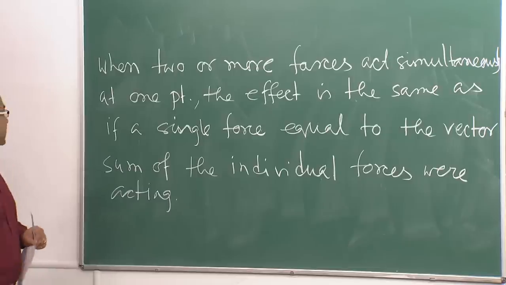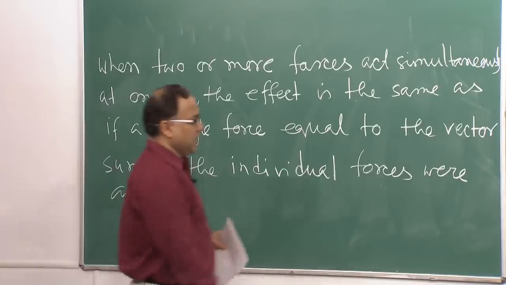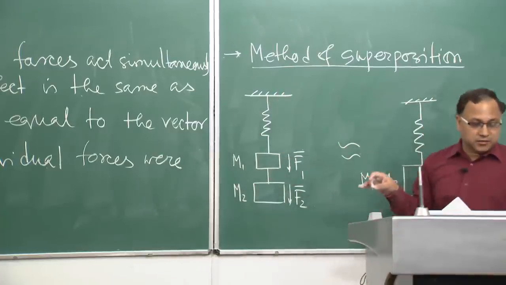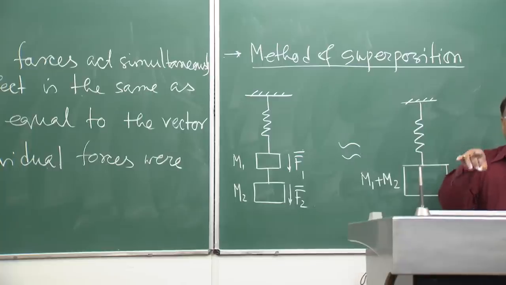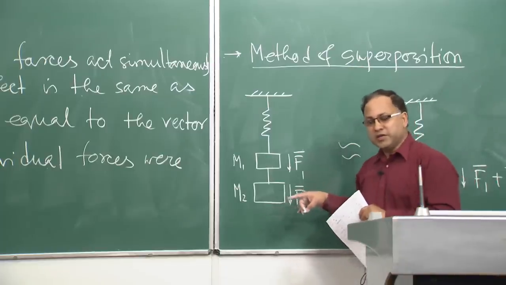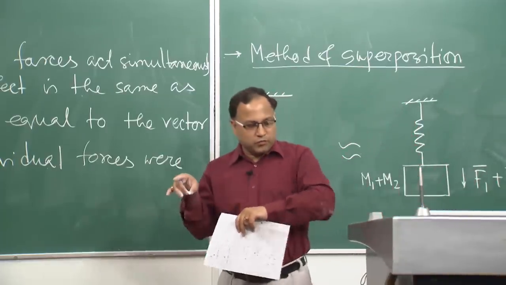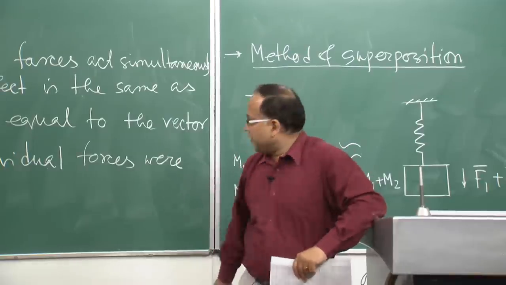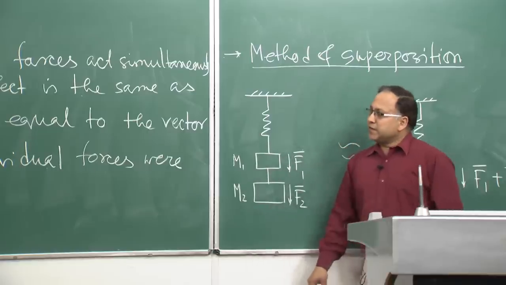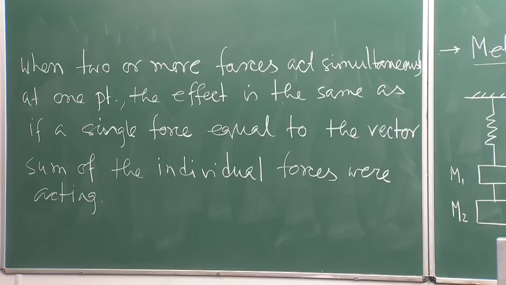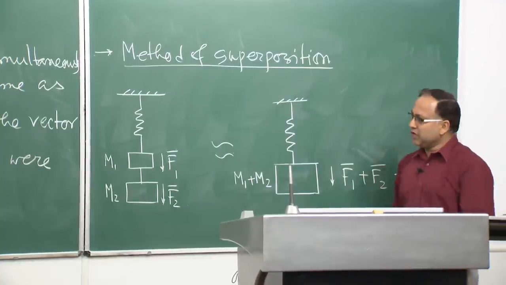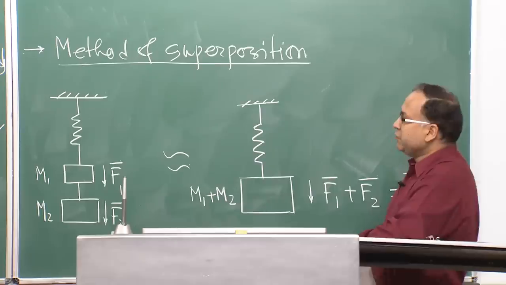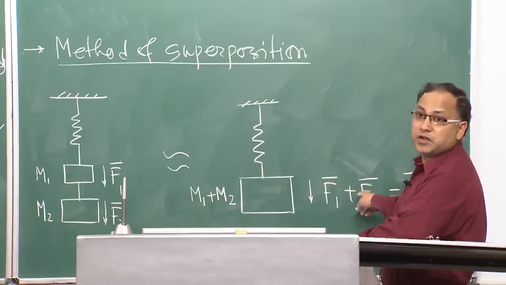So, what does it say? It says that when two or more forces like F1 and F2 act simultaneously, they have to be applied simultaneously, okay? At one point, please try to understand, at one point, that means the point of application of that force will be the same. The effect is the same as if a single force, that is F1 plus F2, say a single force F, equal to the vector sum of the individual forces F1 plus F2, were acting.